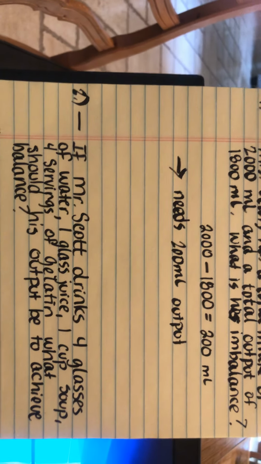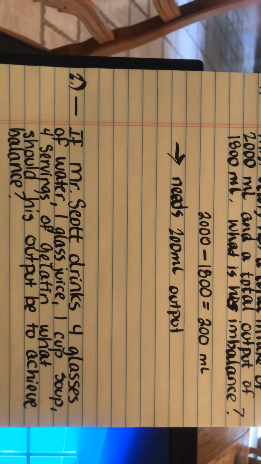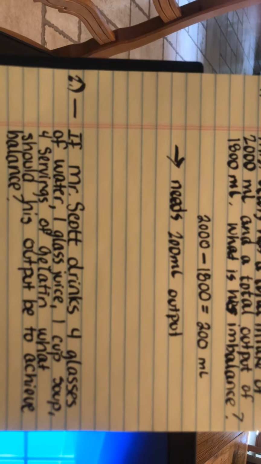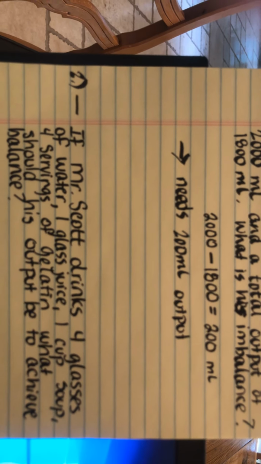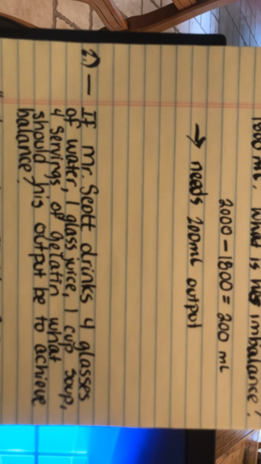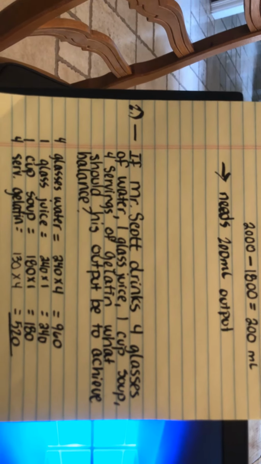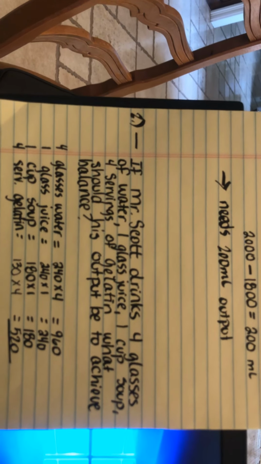It says, if Mr. Scott drinks 4 glasses of water, 1 glass of juice, 1 cup of soup, 4 servings of gelatin, what should his output be to achieve balance? So in order to do this one, you have to figure out what his input was. So from the chart that I posted with the lesson, it's the same as the previous lesson from last week.